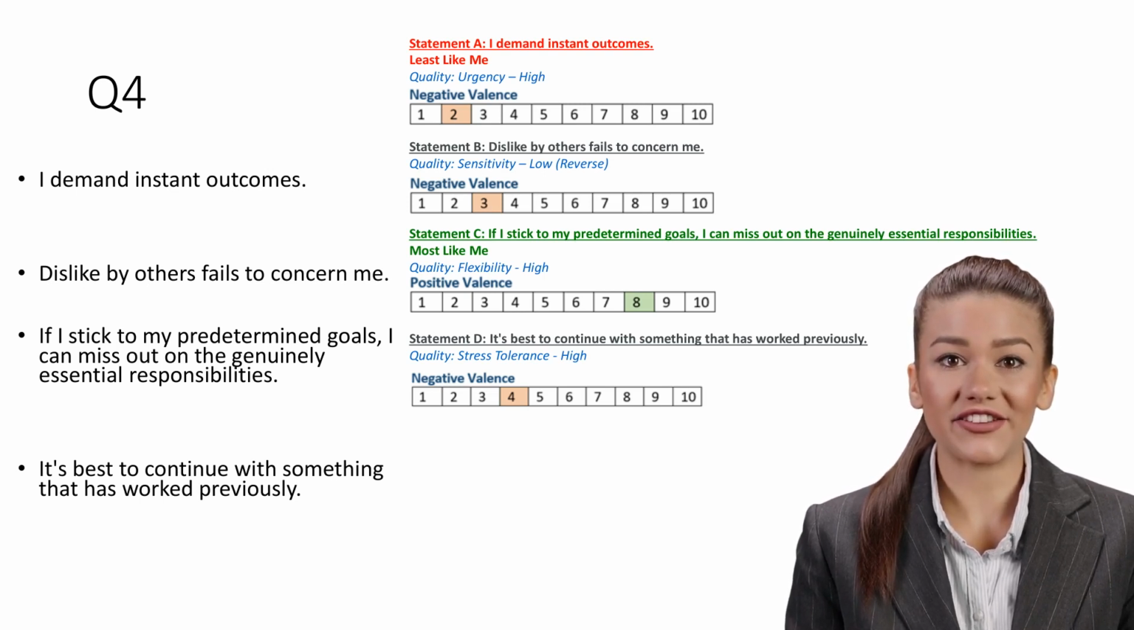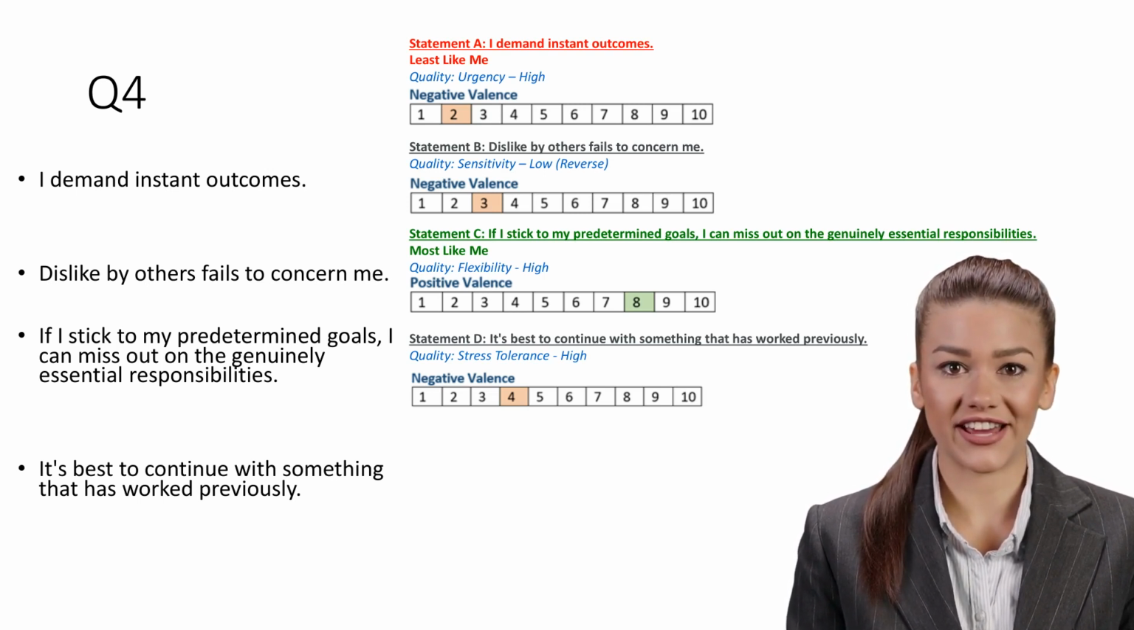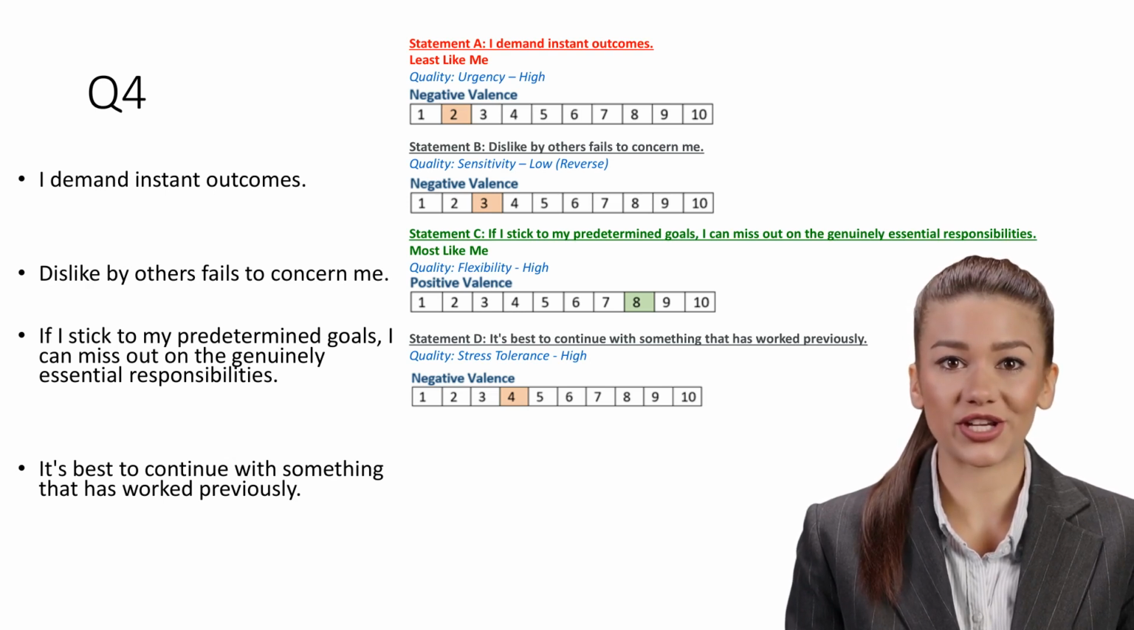Statement C. If I stick to my predetermined goals, I can miss out on the genuinely essential responsibilities. Most like me. Quality, flexibility, high. Readiness to change a strategy and adapt to shifting conditions inspires high-quality project and task outcomes. This is a central candidate quality in modern business environments that rapidly evolve, requiring responsiveness to changing requirements.